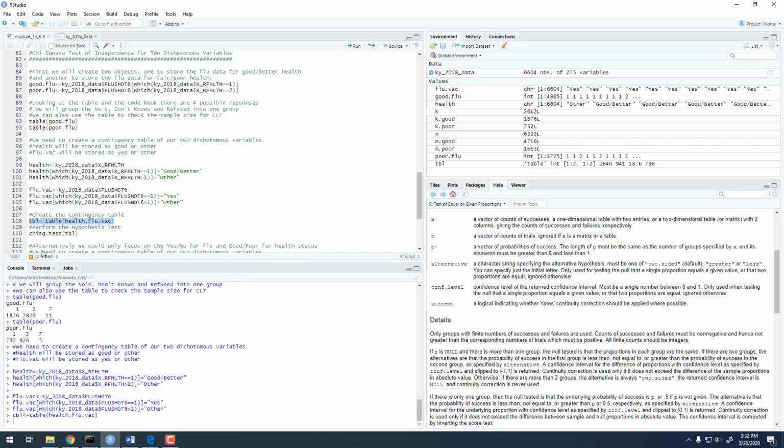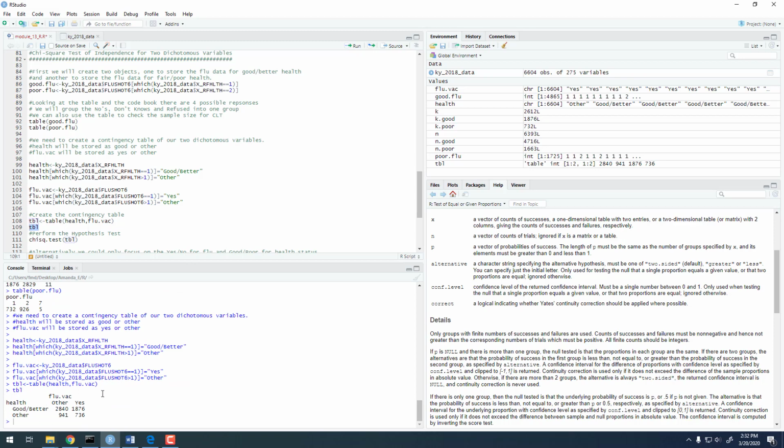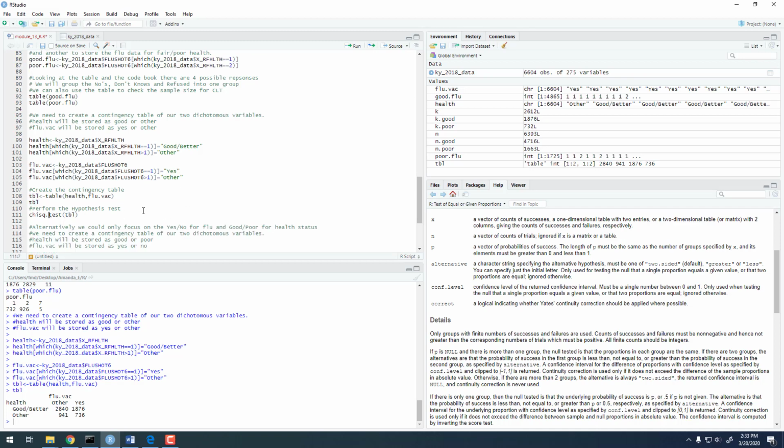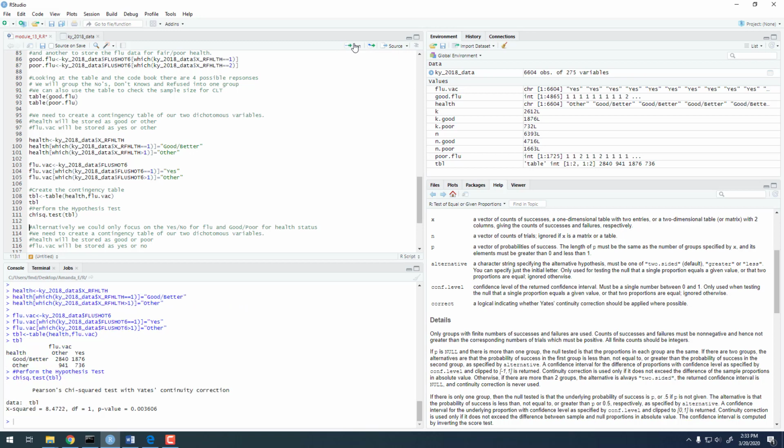So if we run this, we've created this object table, and we can actually just highlight table, or if you want to, down below we can type it in and highlight it. If we run this, notice here is all of that data summarized in that 2x2 contingency table. So now to perform the hypothesis test, all we have to do is run chi-square.test and then give it the table. And you'll notice here it's still using that continuity correction that we looked at earlier.